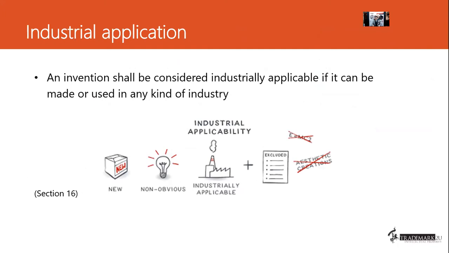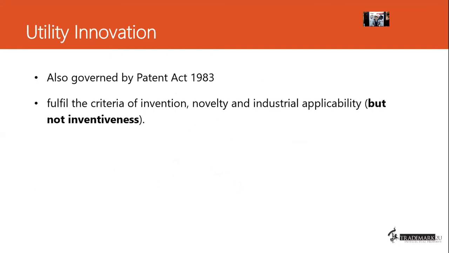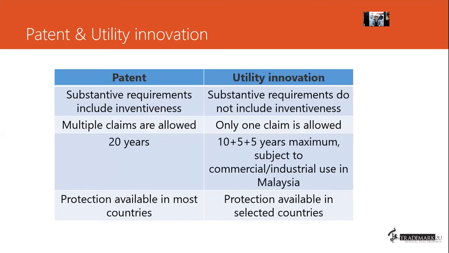Now the final one will be industrial application. An invention shall be considered industrially applicable if it can be made and used in any kind of industry. Okay, it must be useful, it must be utilized. Okay, you don't actually patent something for decorations. UI, as I will explain later, okay.